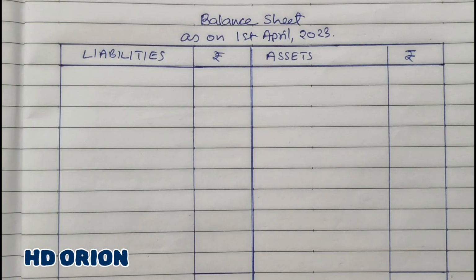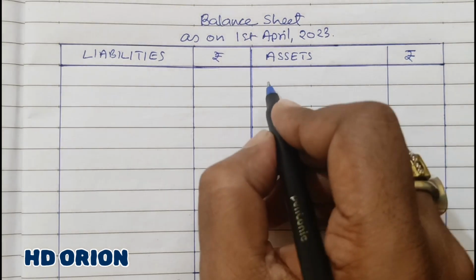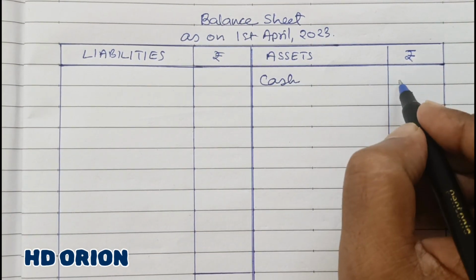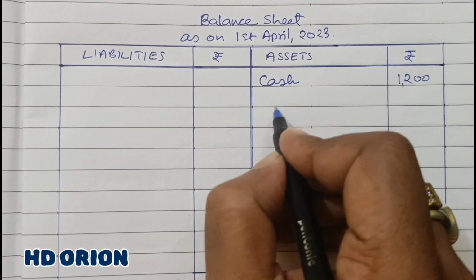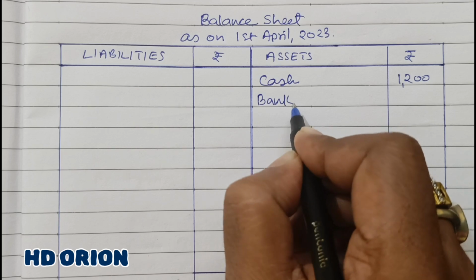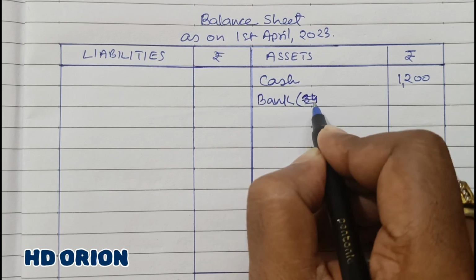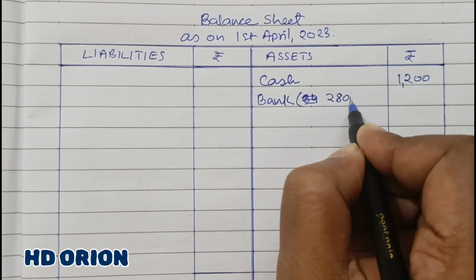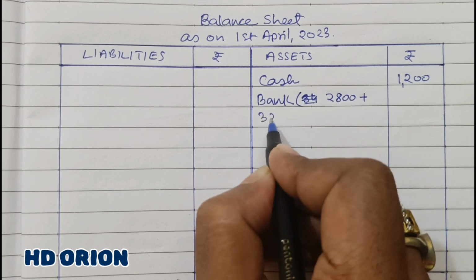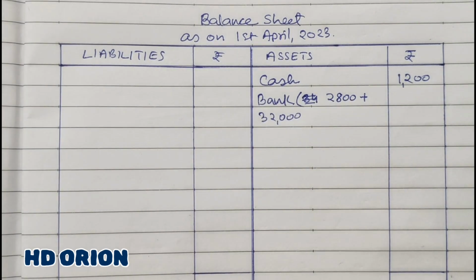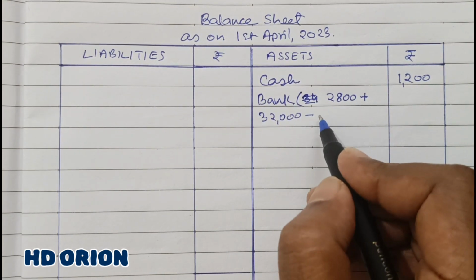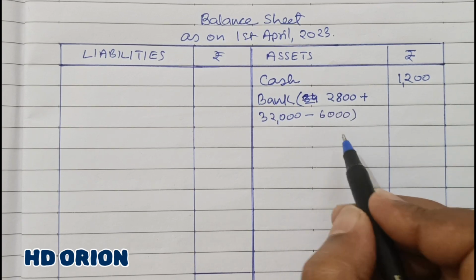Now the balance sheet. So to the asset side we will write first cash of rupees 1,200. Then bank. Very important to note here is that the opening balance of bank is rupees 2,800, and the new partner has brought rupees 32,000 as capital. Fine, but there is a bank overdraft given in the balance sheet of the firm on the liability side, and that is of rupees 6,000. So when we are having enough money in the bank, it is our responsibility to clear the overdraft.